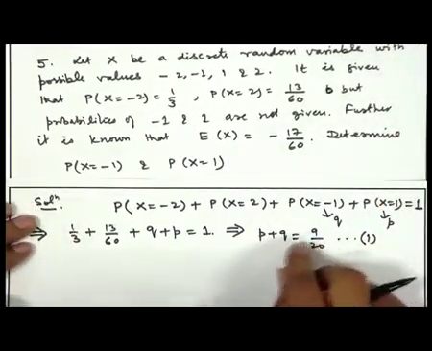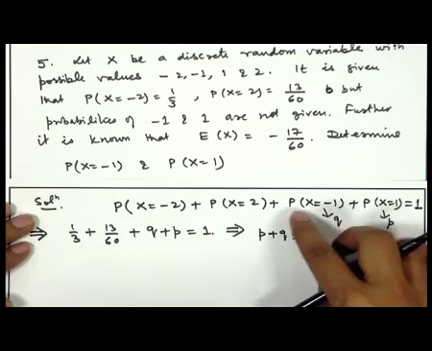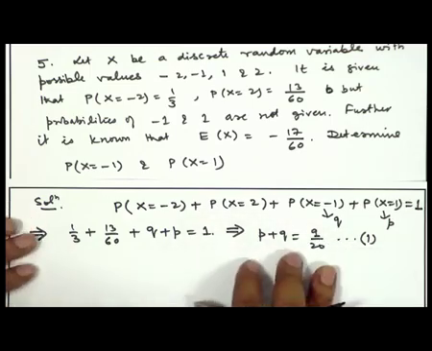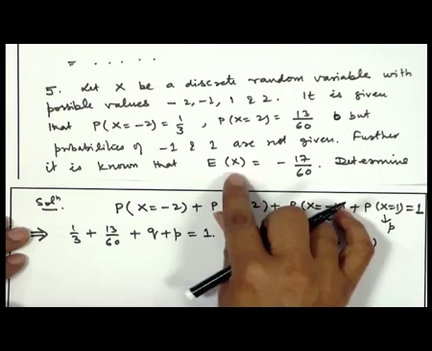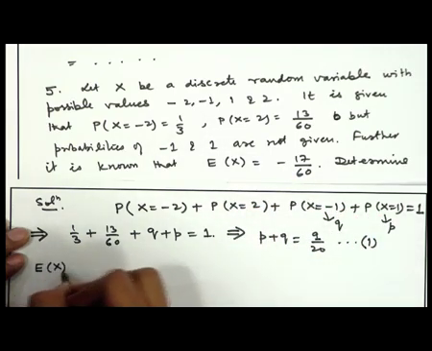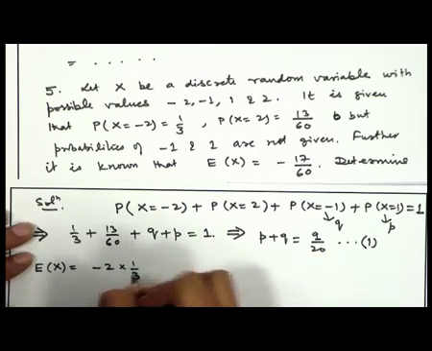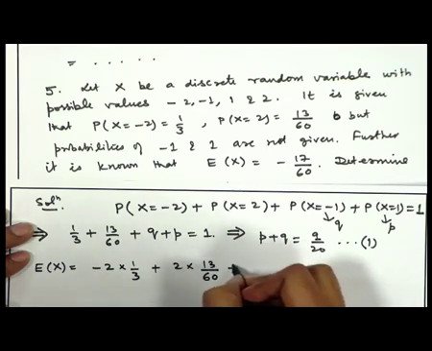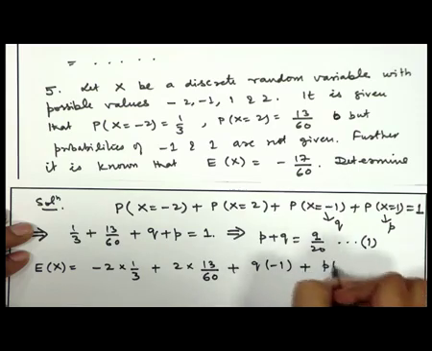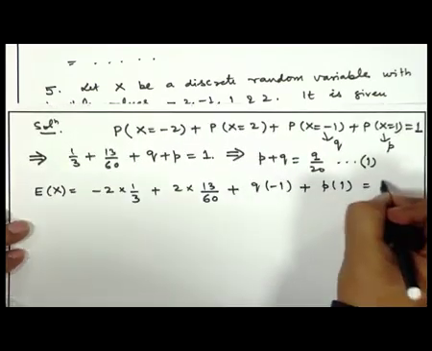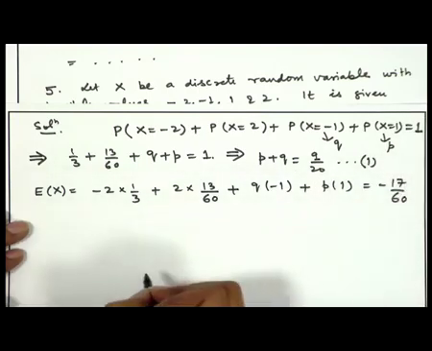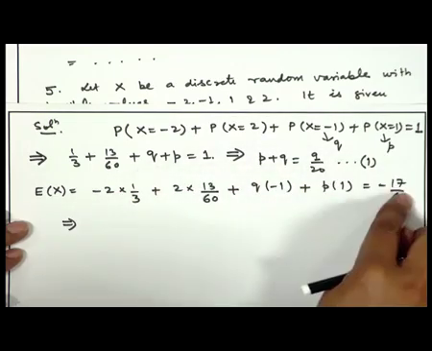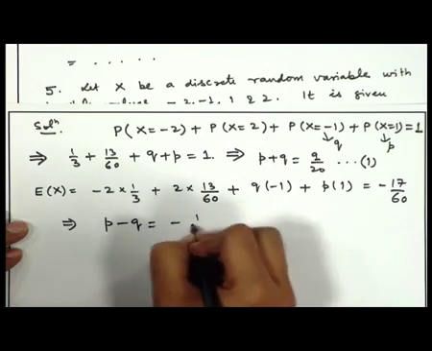So, we get one condition on the value of probability x equal to 1 and the value of probability x equal to minus 1, in the form of this equation: p plus q is equal to 9 by 20. Now, the second condition we can determine because expectation is given. If we apply the expectation formula, then it is minus 2 into 1 by 3, x can take value plus 2, probability is 13 by 60, plus q into minus 1 plus p into 1, that is equal to minus 17 by 60. So, once again we can easily simplify this. So, minus 2 by 3, this is 13 by 30, you subtract this number and take it to the other side. So, you get p minus q is equal to minus 1 by 20.